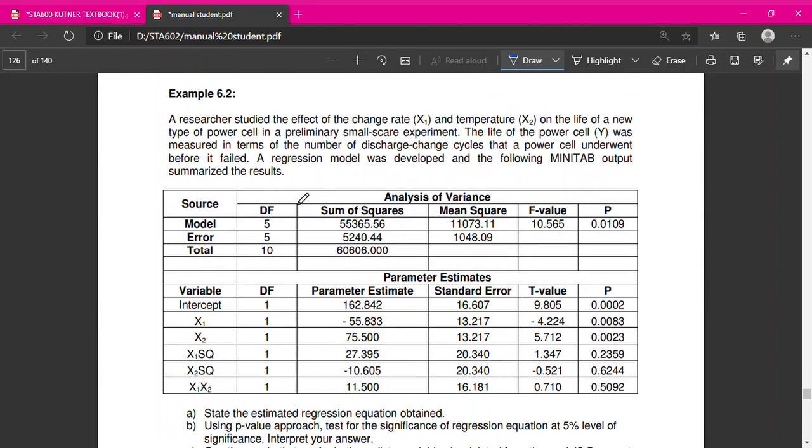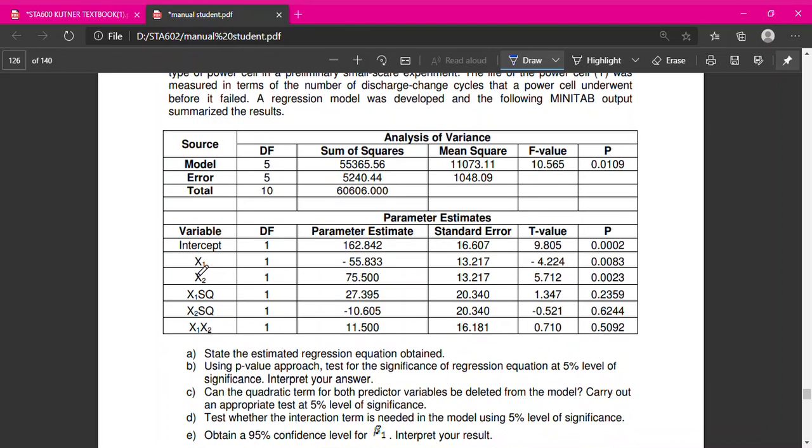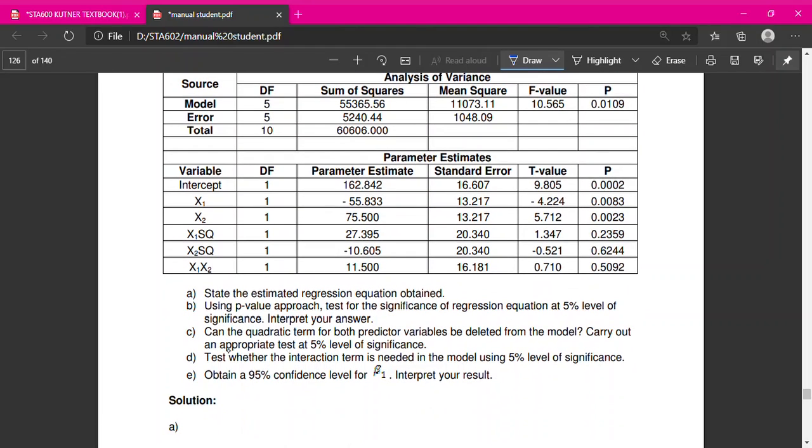Ini another question. Ini another example. Okay, dia bagi output juga. So kat sini kalau kita tengok, dia boleh tahu dah model dia apa. Okay, x1, x2, x1 square, x2 square, x1 x2. Maksudnya, second order model with interaction. Okay, state the estimated regression equation. So, buatkan equation with all the parameter dah ada kat sini. Using the p-value approach, test for the significance of the regression equation. So, maksudnya test for the model. Okay, regression equation tu model kita. Test untuk model, maksudnya gunakan f-test.